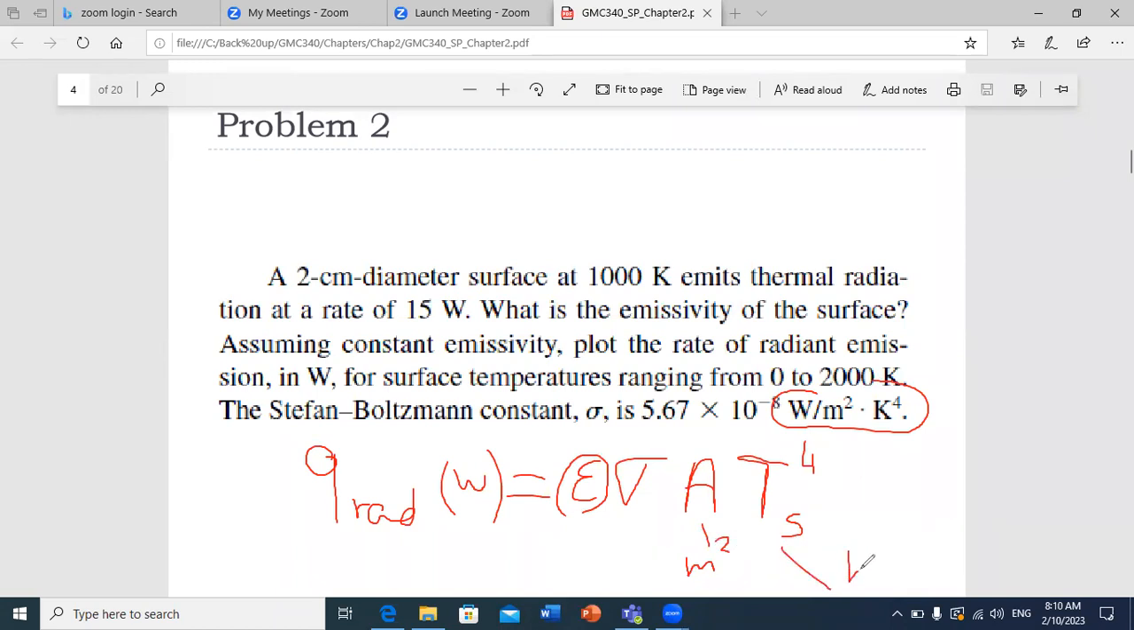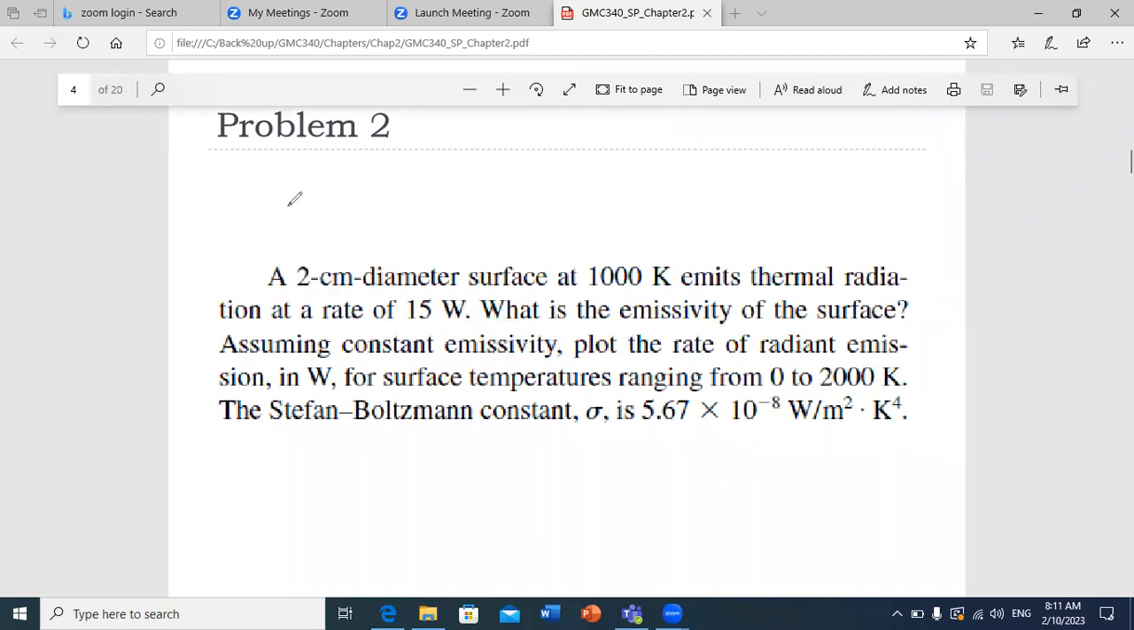In this problem, we have everything except epsilon. Sigma is given. The area we can find because we have a circular surface, so this will give us an area of pi d squared over 4. Just pay attention to convert the diameter from centimeter to meter. So when you replace here, the diameter is 0.02 meters. We can also do pi r squared, of course.